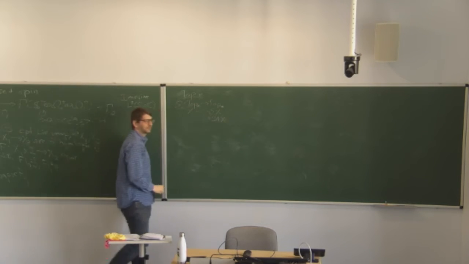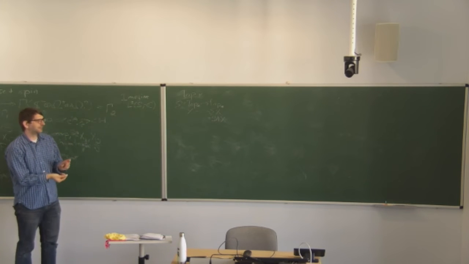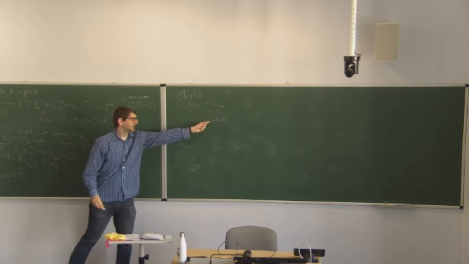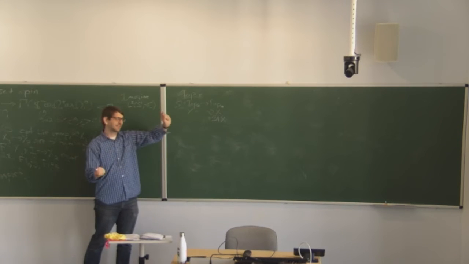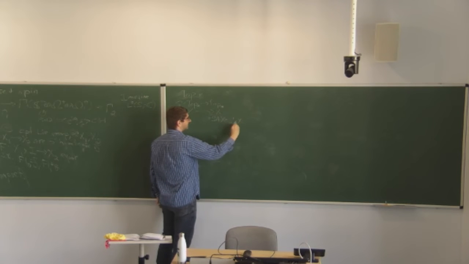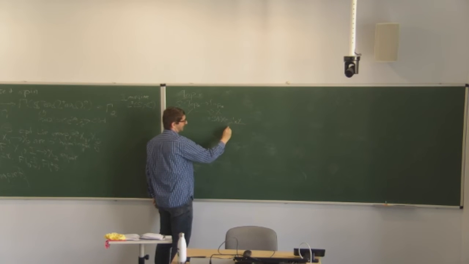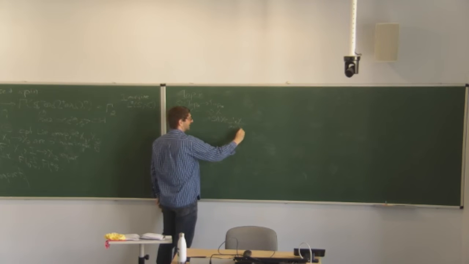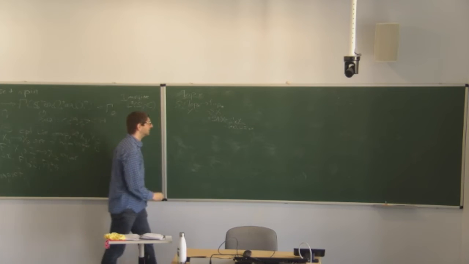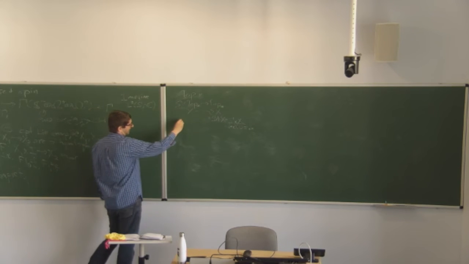which is the same thing as smashing with S1. So remember that the smash just takes your space X, you take the product with the circle, and then you mod out by anything that has a base point. So this is S1 times X, and you send to the base point anything that's the base point on S1 times all of X, union anything that's the base point on X times all of S1. So for example, S1 smash S1.